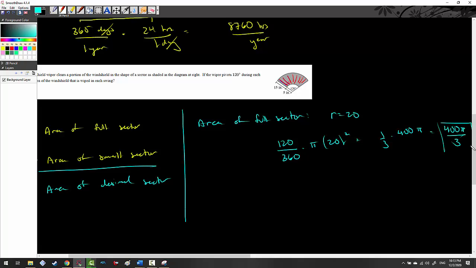So that's the first piece. Now I'm going to go and find the second piece. Let's go and do this in a different green.